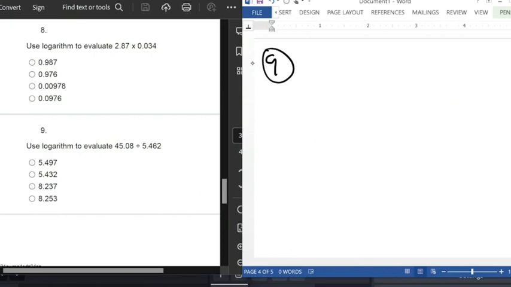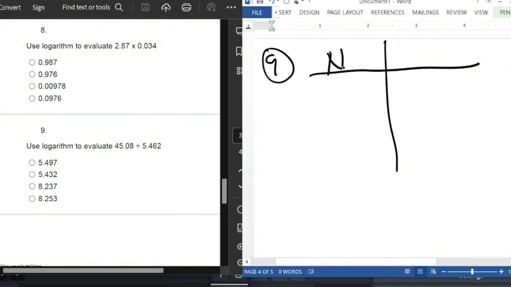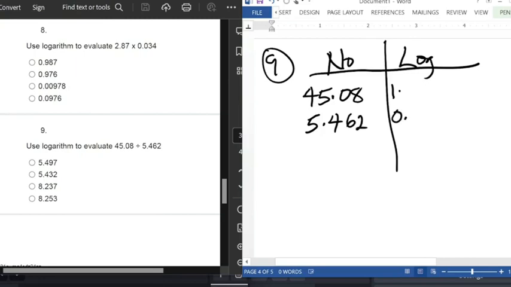So what we are going to do now is the same process, number and the log. So we have 45.08. This will give us 1 point. The next one will be 5.462. This will give us 0 point. Right. So here we do the same thing.